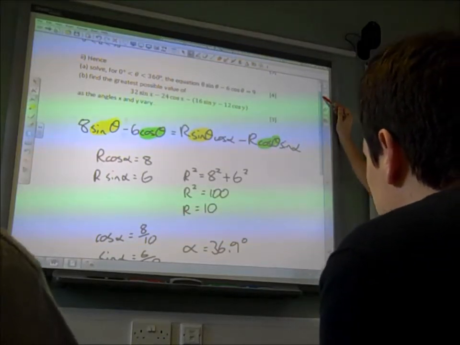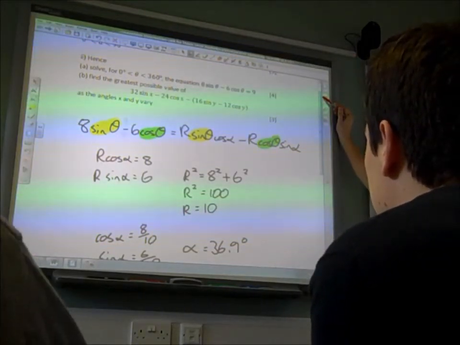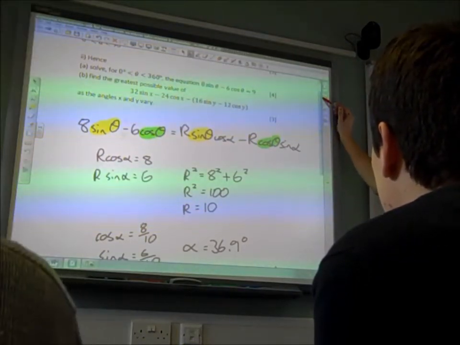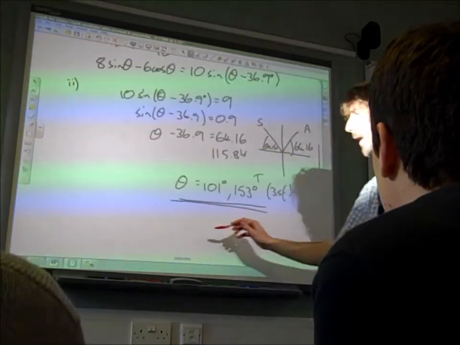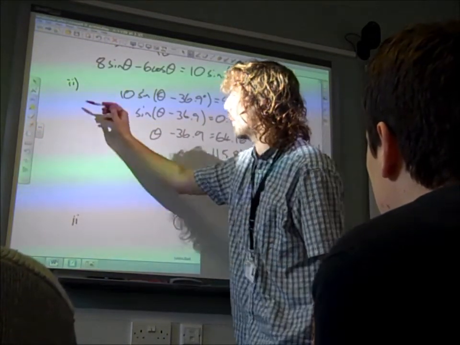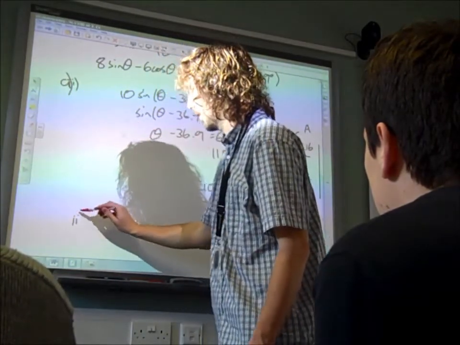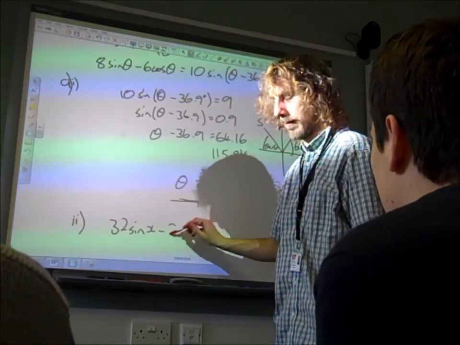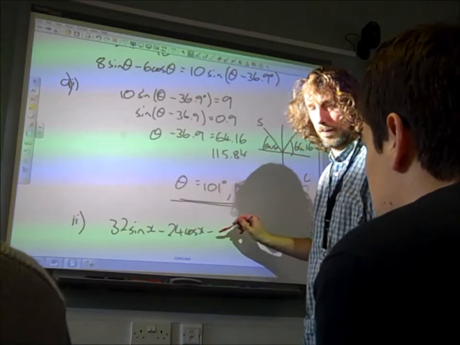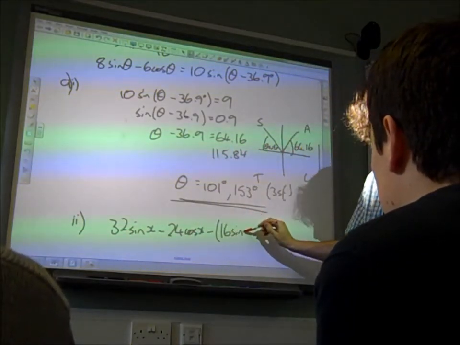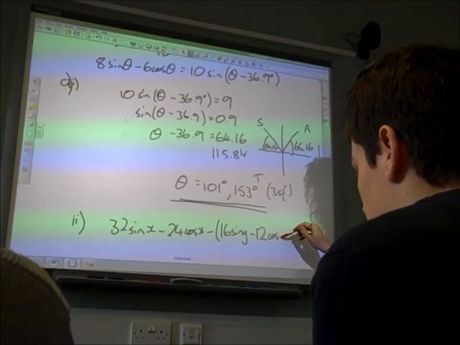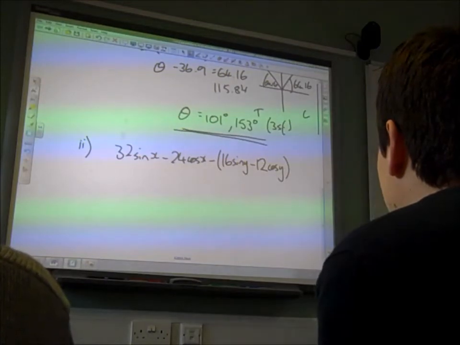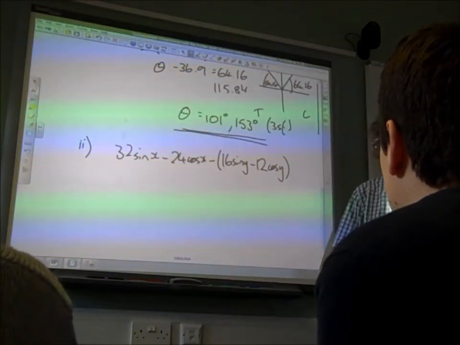And part B, find the greatest possible value of this thing here as the angles x and y vary. Right, well let's think about what this thing is. 32 sine x minus 24 cos x. That was part 1, wasn't it? That was part A, part 1. What was the question? 32 sine x.